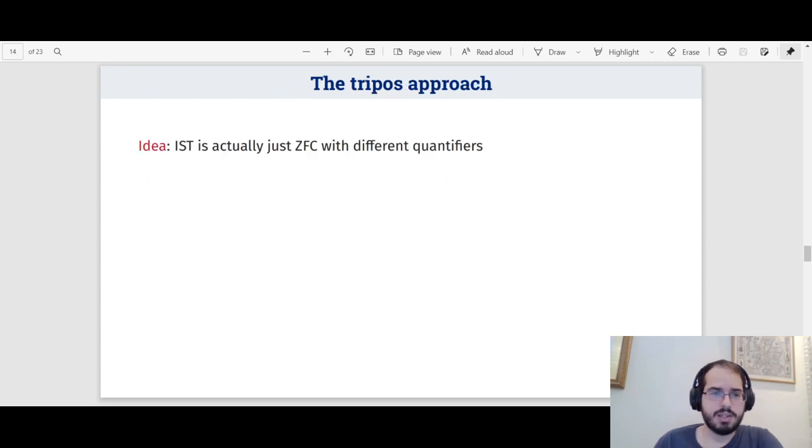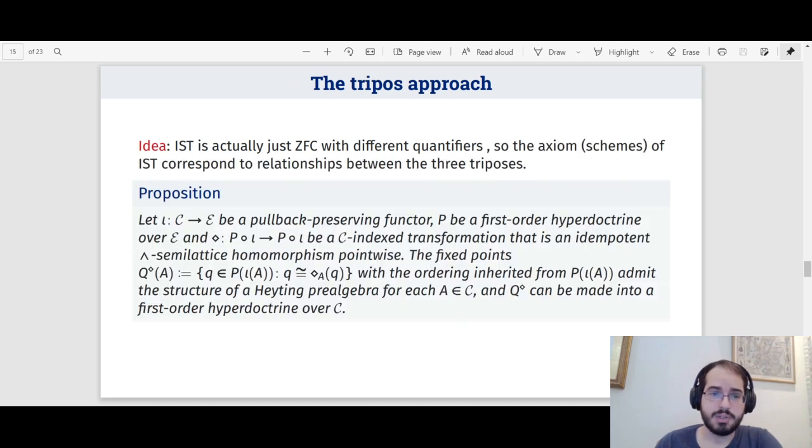So the idea is that IST can be thought of as just ZFC with different quantifiers instead of with a new predicate. And then the axioms of IST are just there to tell you how these quantifiers work. And tripos theory is the perfect tool to deal with a change of quantifiers. So the axiom schemes, the core idea of IST, correspond to relationships between the triposes, or rather hyperdoctrines.